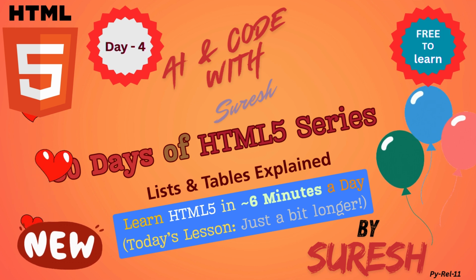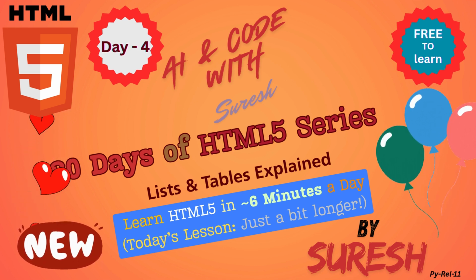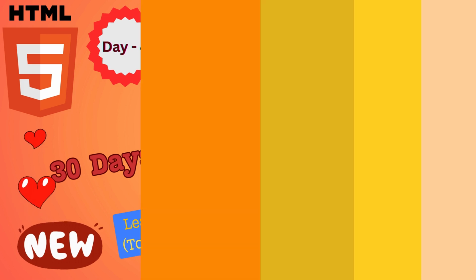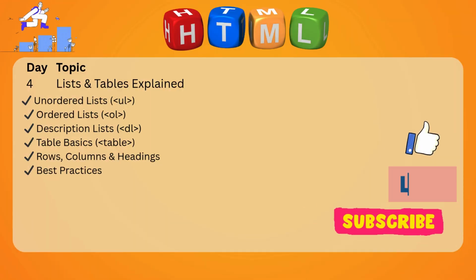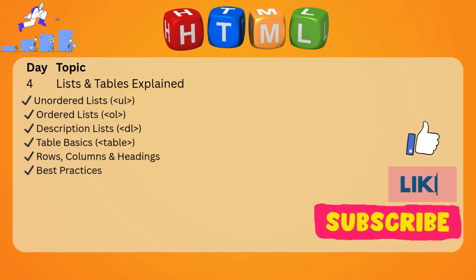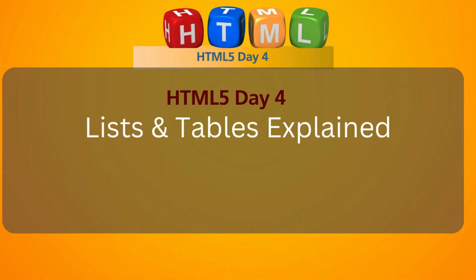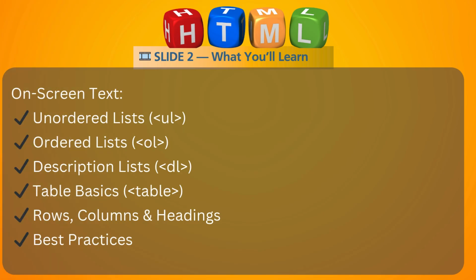Today we are going to learn how to organize information using lists and tables. Two very important elements for structuring data on web pages. What you will learn: unordered list, ordered list, description list, table basics, rows, columns and headings, and best practices. In today's session we will explore different types of lists, how to create tables, and how to use tags like ul, ol, li, table, tr, th, and td.